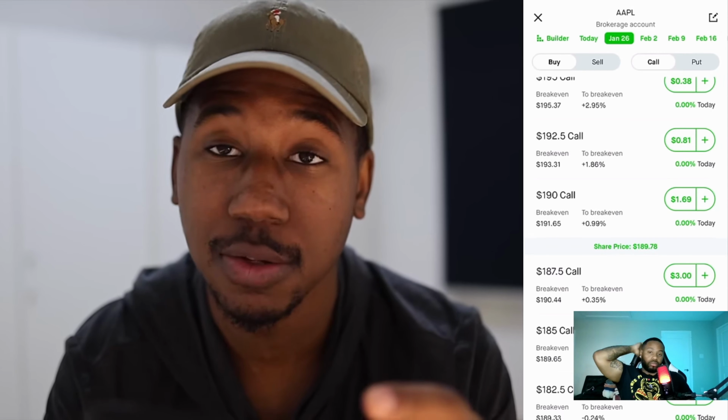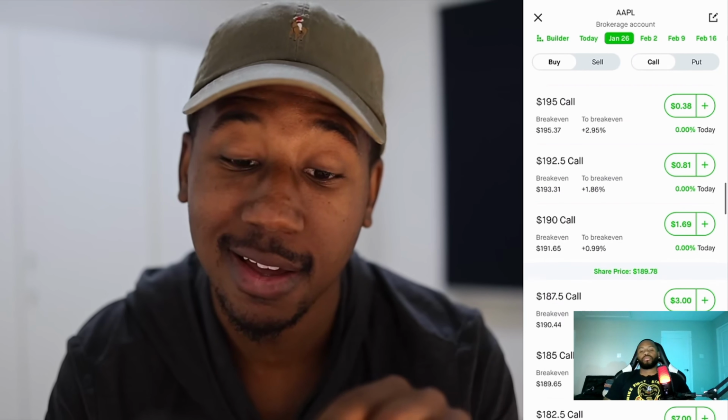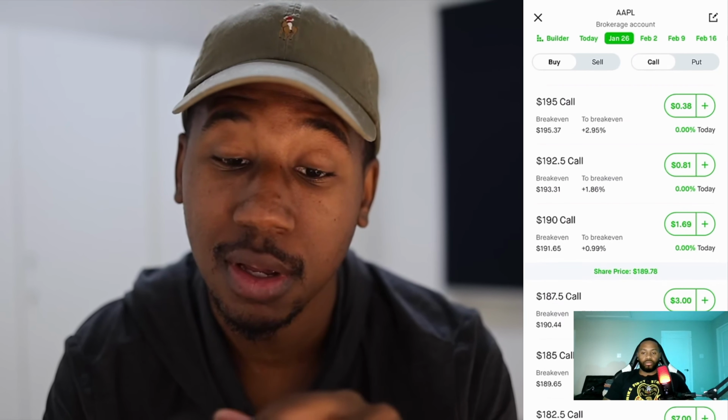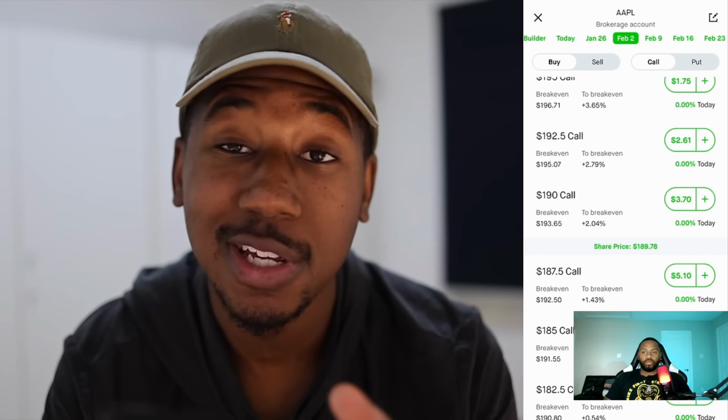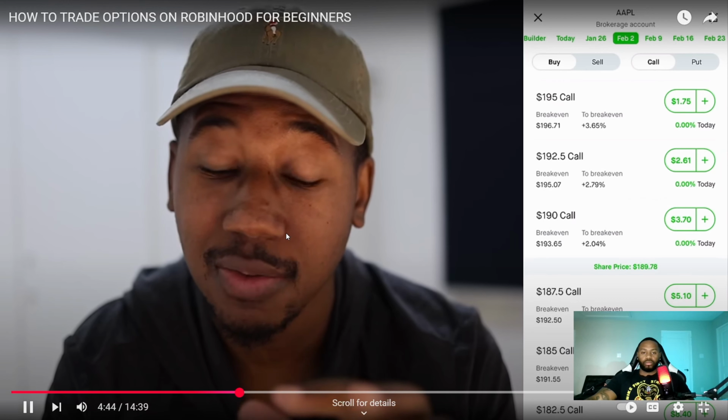The ones further out have more value due to time. Looking at that contract at 195, a week out, it is 38 cents. Two weeks out, it's $1.75.